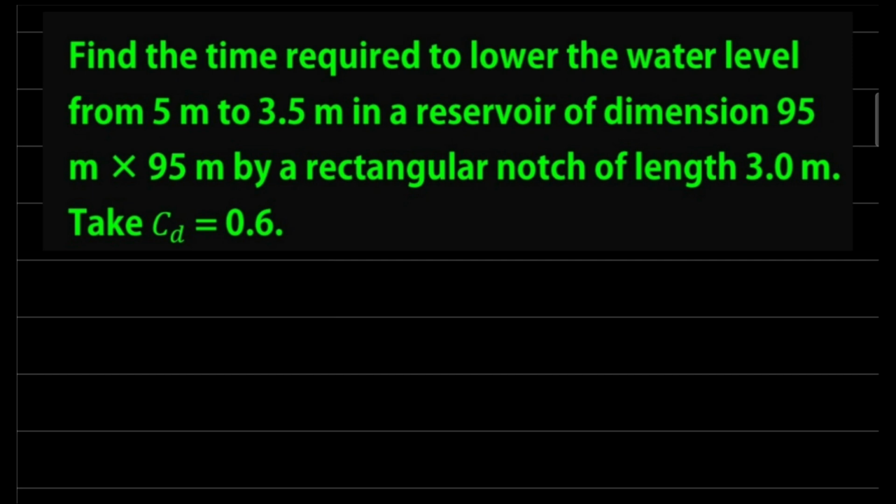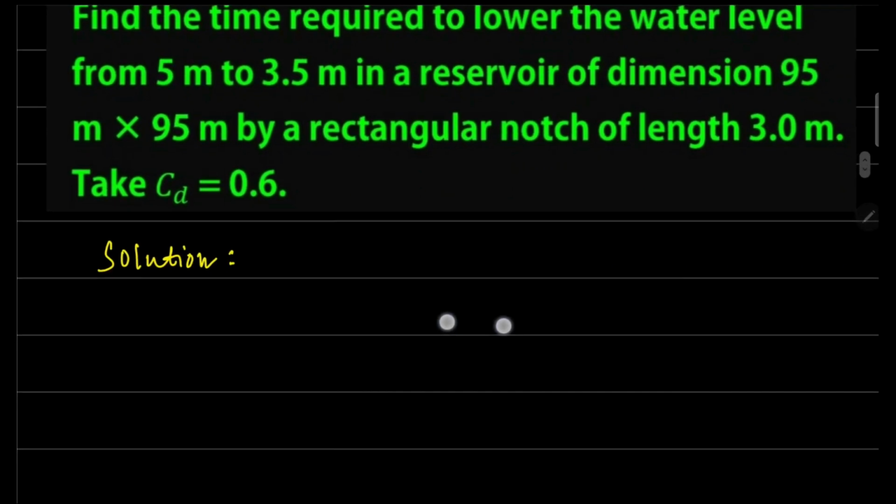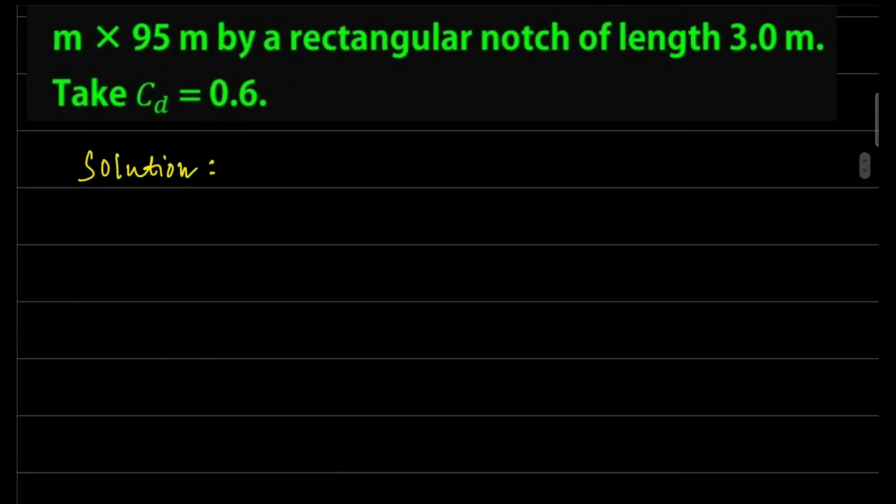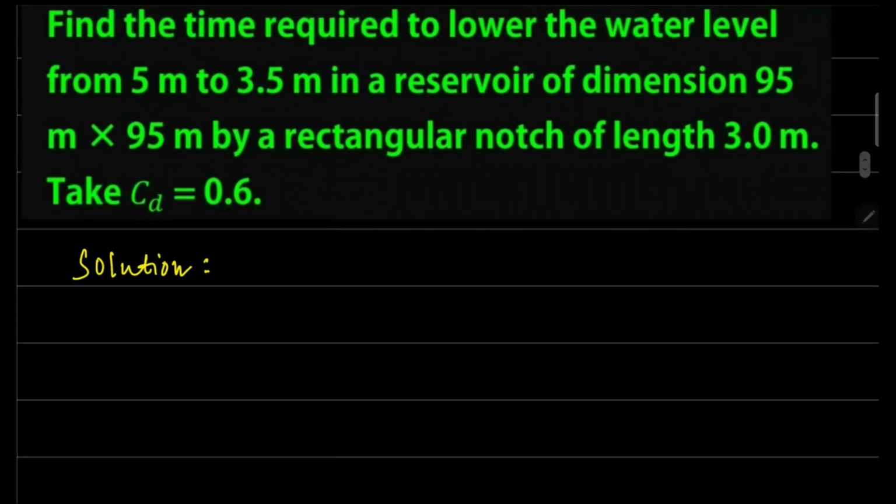So we are taking the problem: find the time required to lower the water level from 5 meter to 3.5 meter in a reservoir of dimension 95 meter by 95 meter by a rectangular notch of length 3.0 meter, and the CD value is given as 0.6. So first of all, figure out all the parameters which are given. The initial level of the water we assume is h1, that is 5 meter. After some time the water level gets to a height of 3.5 meter, that is your h2.